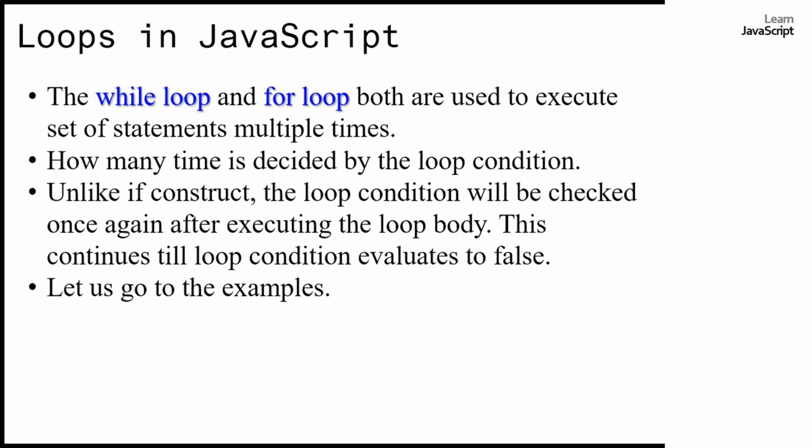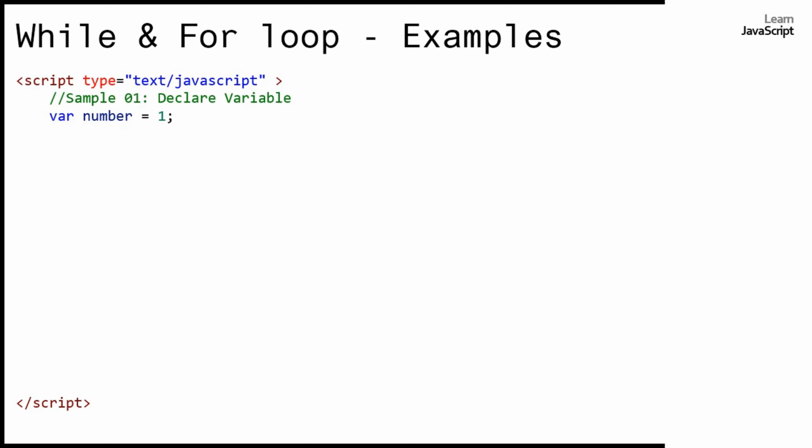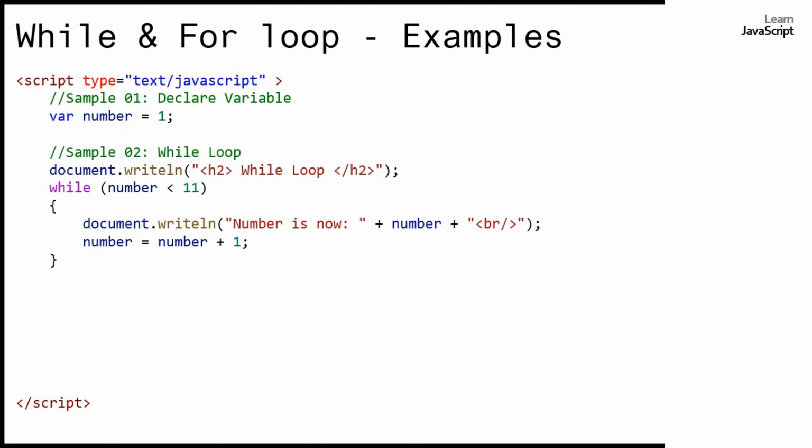Now let us go to the examples. Here we are declaring a number and the number is 1. Here we are using the while loop, while number less than 11. The keyword is while in JavaScript, like in other languages. Then we form the condition. The condition is placed within the parenthesis. Number less than 11 is the condition expression. Here we are using the less than operator. So the condition will evaluate to true or false.